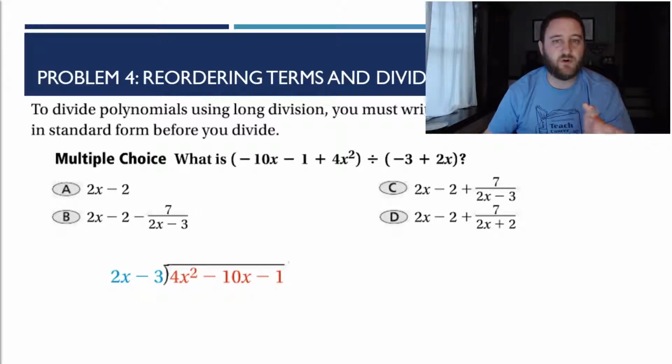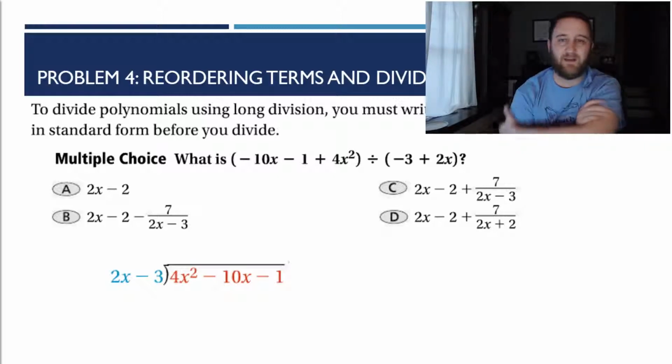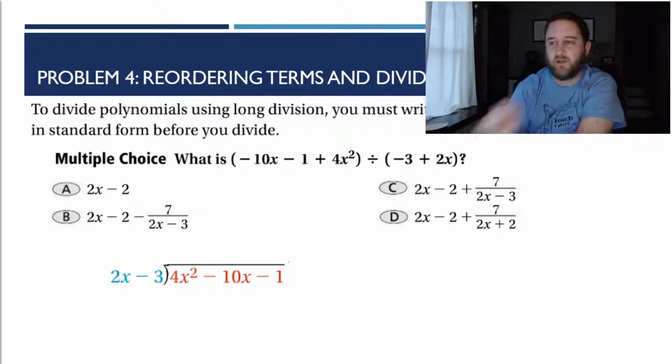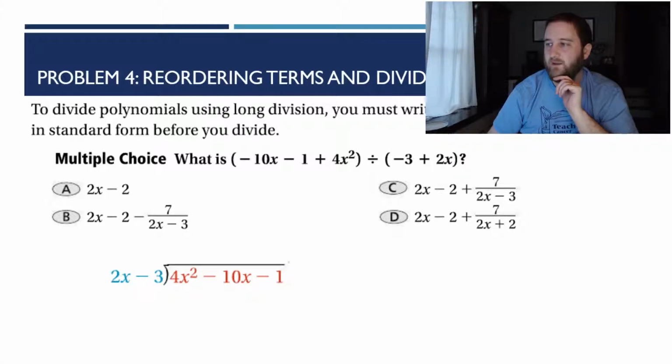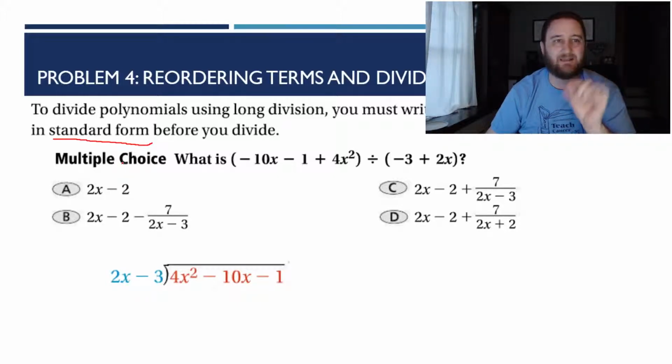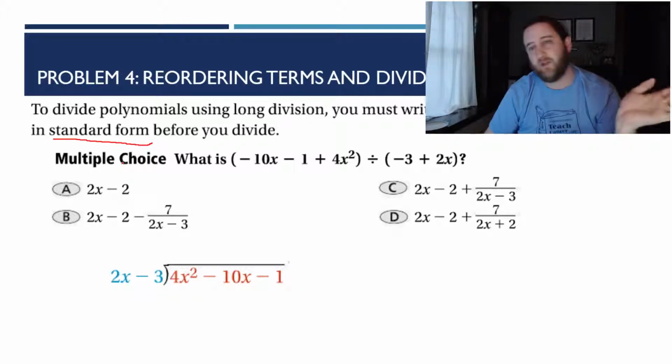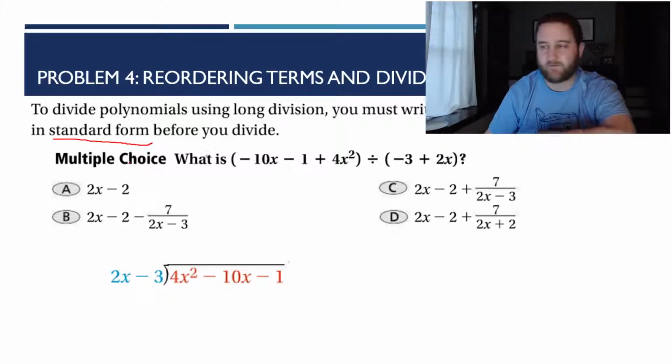This is reordering terms and dividing polynomials. One thing you've got to make sure you do when you're dividing polynomials is write the divisor and the dividend in standard form. If you remember standard form, that's where the variable with the highest exponent goes first, and then you go down in descending order.